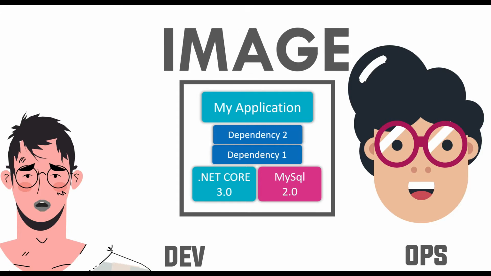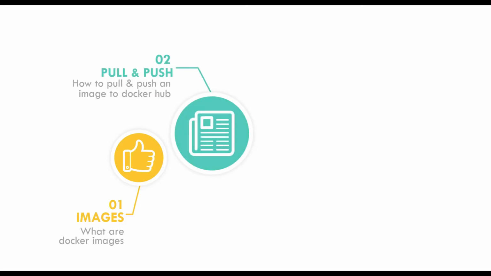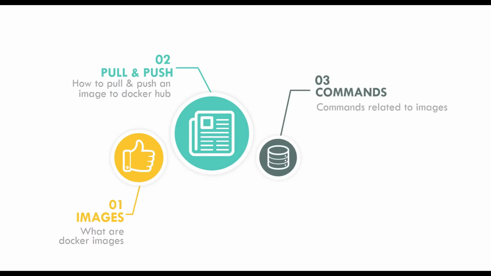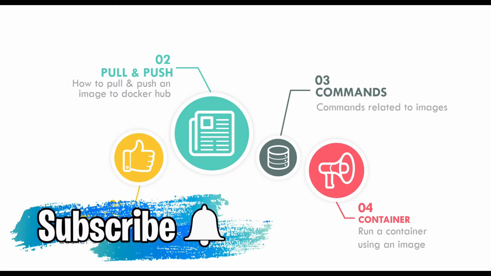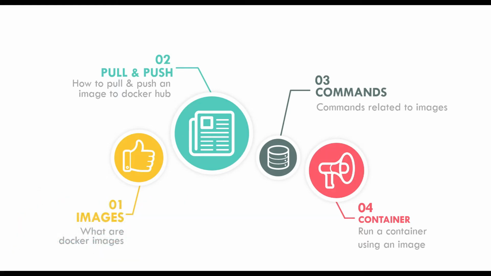Though this is just one of the use cases where an image can be useful, there are a lot many use cases where it can come really handy. So let's quickly see what we are going to do in this short video. We will quickly look into what images are, how to push and pull an image to and from Docker Hub, lots of Docker commands related to images, and finally, since images without containers does not make any sense, we will see how to run a container from an image. So let's get started.